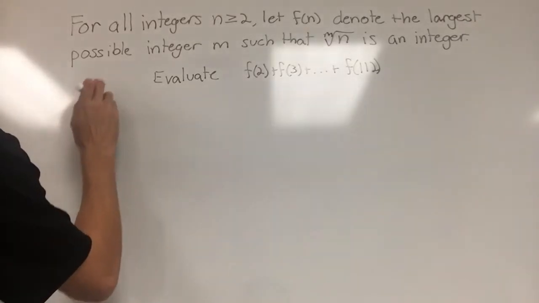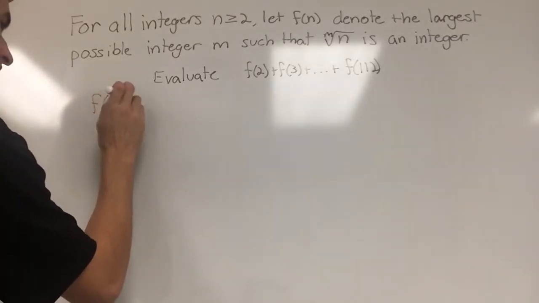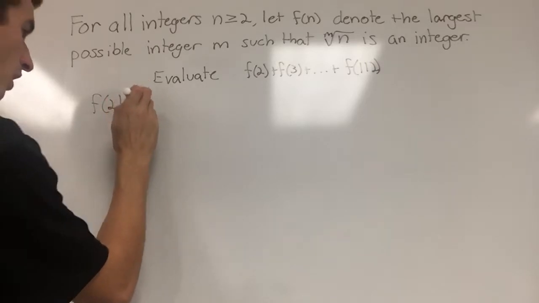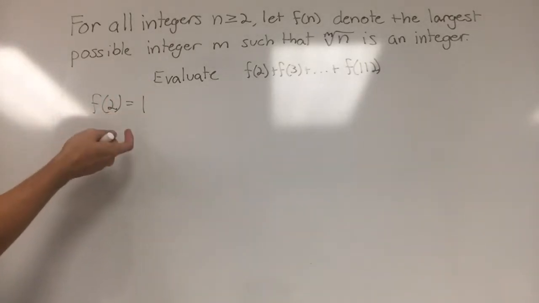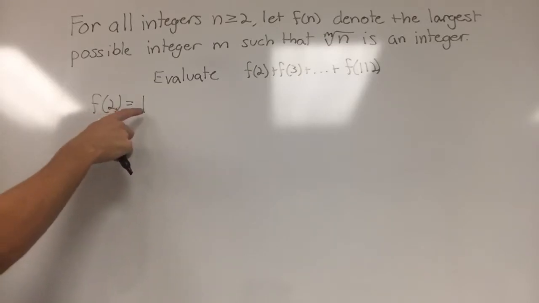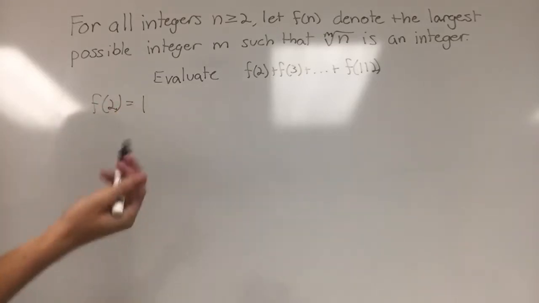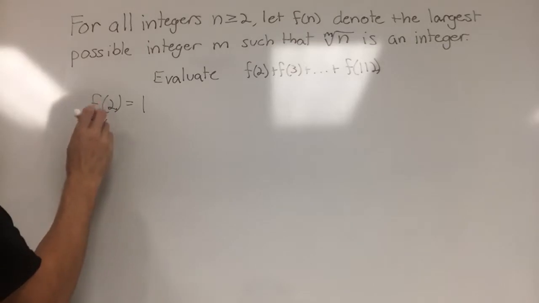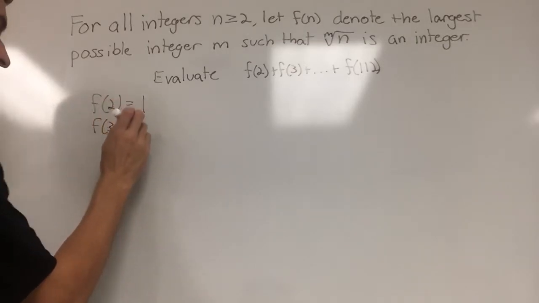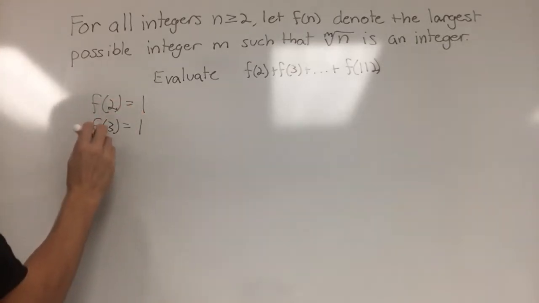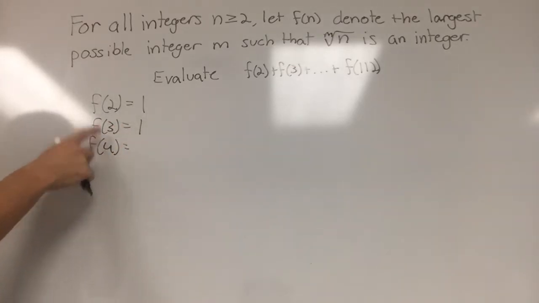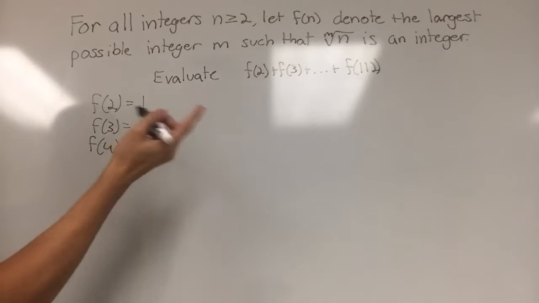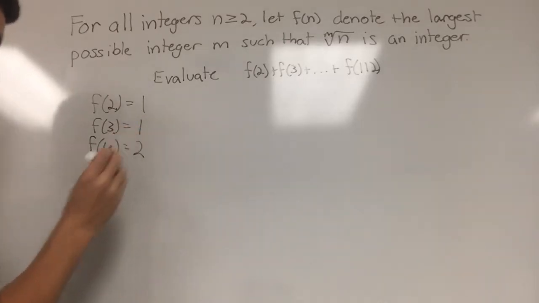So f of 2 is going to be 1 because 2 is a prime number, so the highest root it has is just 1. It doesn't have a square root or anything. That's going to be the same thing for f of 3. And then f of 4 has a square root. The square root of 4 is 2. So that means m is going to be 2.